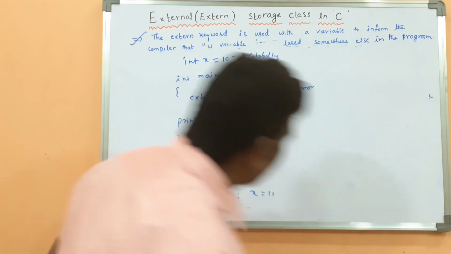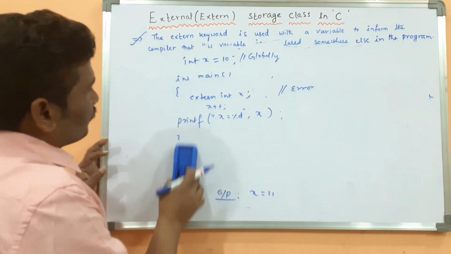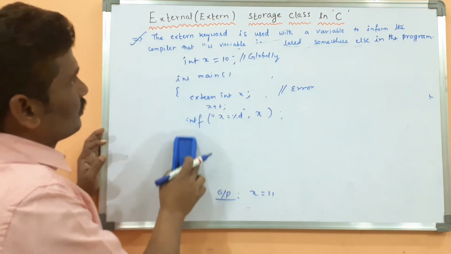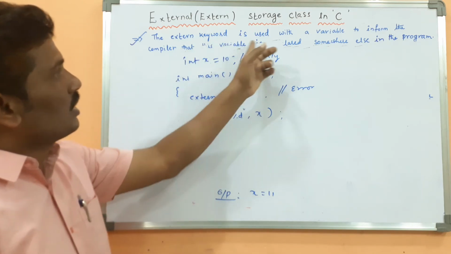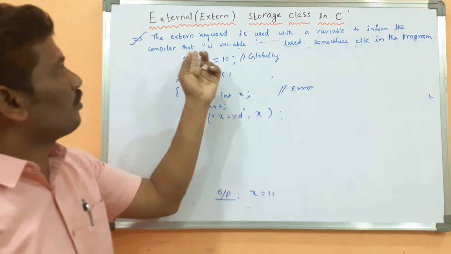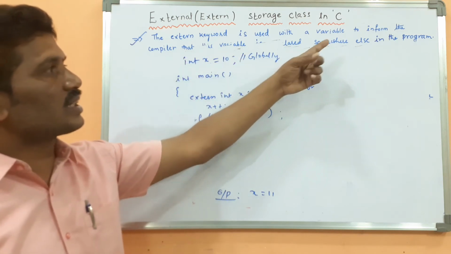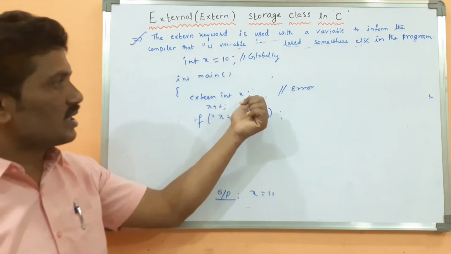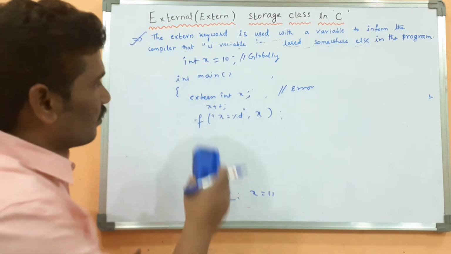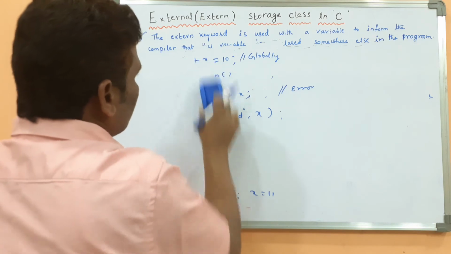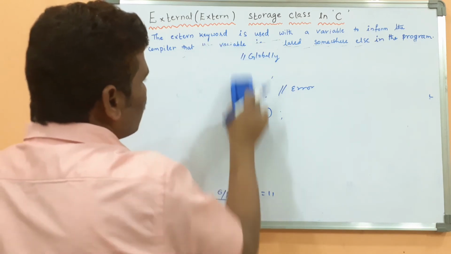You remember this statement, because it is used with the variable to inform the compiler that the variable is declared somewhere else. Whenever you write the statement, the variable is initialized or defined somewhere else in the program. And then I will write another program with two files.